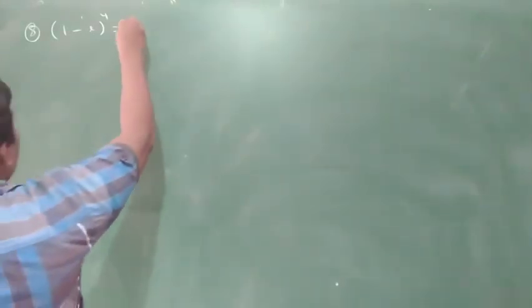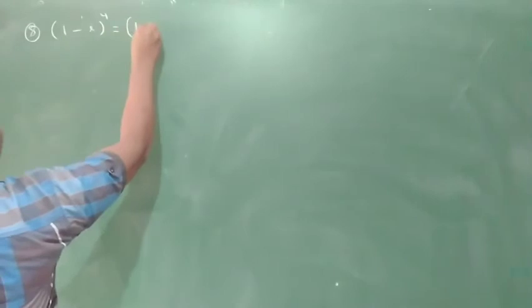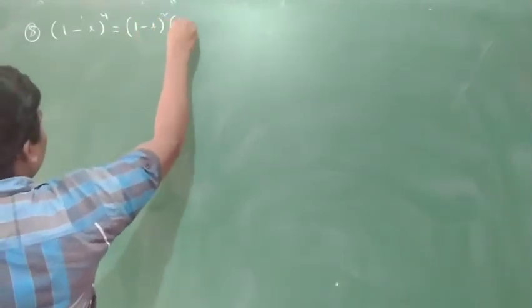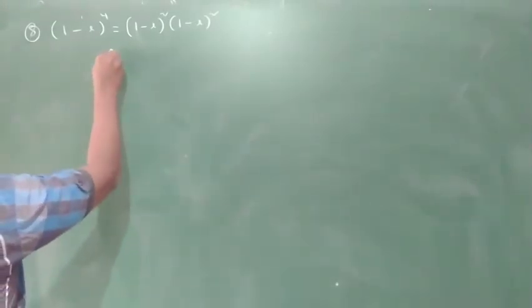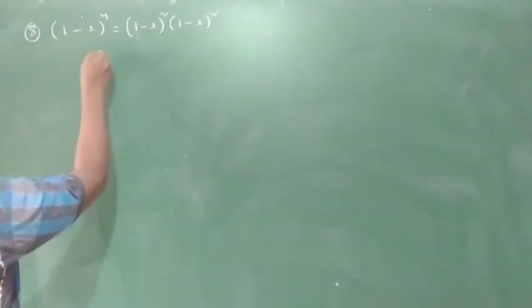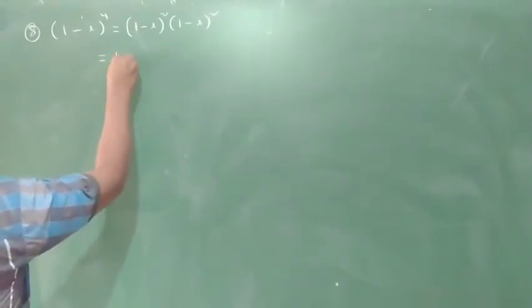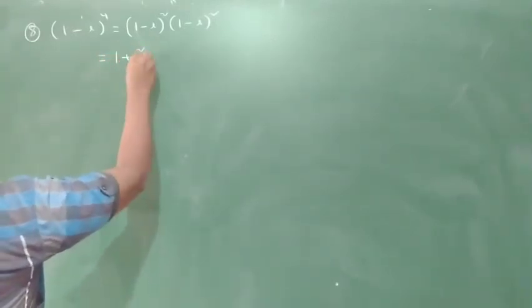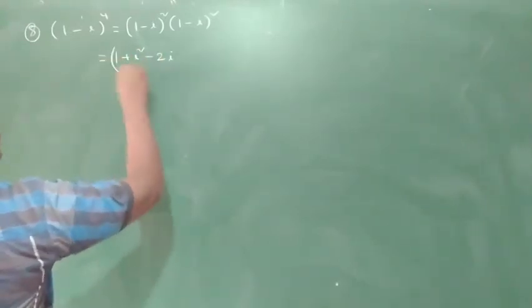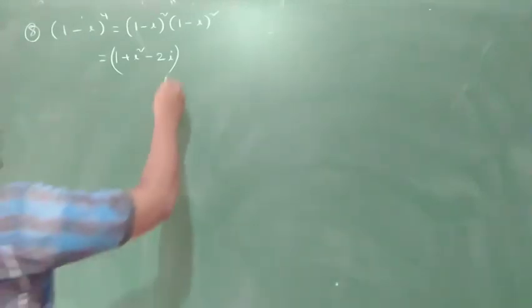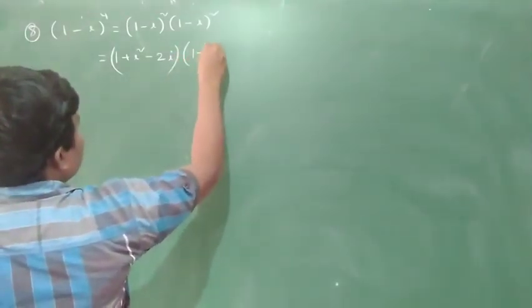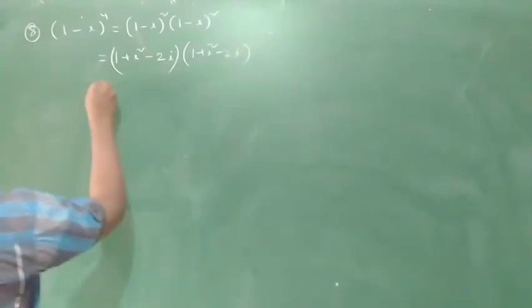So (1 minus i) whole power 4 is converted into (1 minus i) whole square into (1 minus i) whole square. We can apply the (a minus b) whole square formula, or this is the normal procedure without using the formula. So (a minus b) whole square is equal to a square plus b square minus 2ab. Okay, clear? This is a square plus b square minus 2ab.